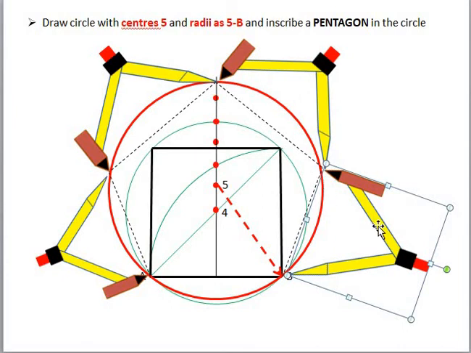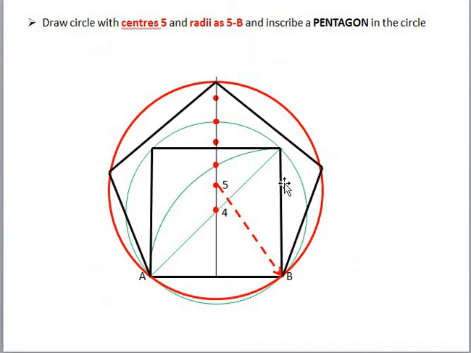Then lift up your compass, don't change this radius, 5b, and again from here till here, draw one arc. Similarly, draw one arc here and finally draw one arc. After you have drawn all the arcs, you will get 1 point here, 1 point here, 1 point here, 1 point here. After you get all these points, simply join these points, and you get this final pentagon.